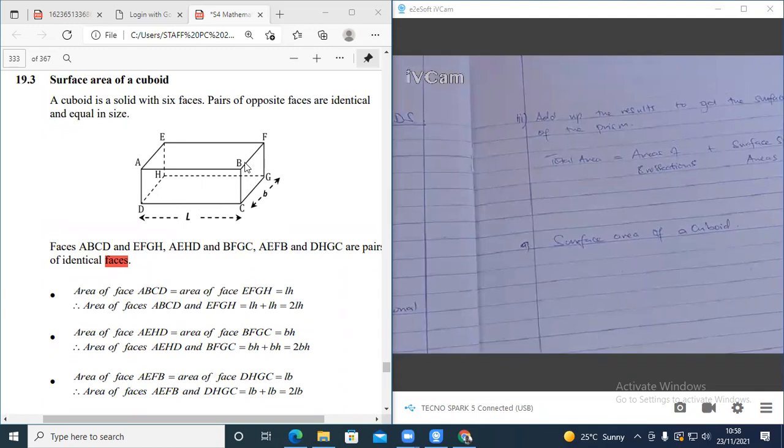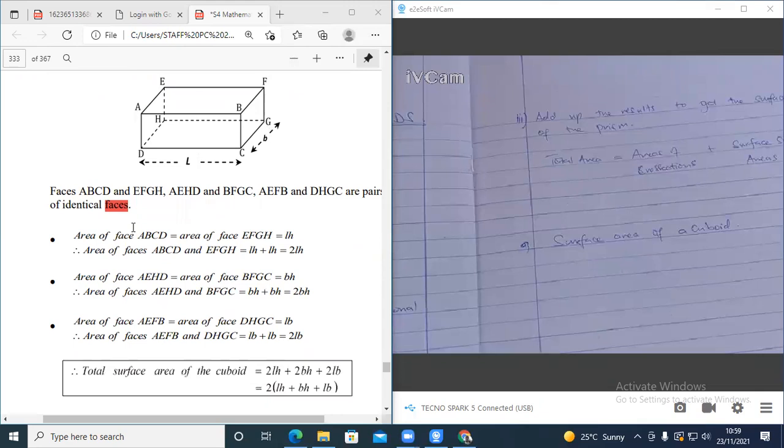So we have this pair. We have this face here, and this other one. That's one pair. We have A, B, C, D. That is the second one, and E, F, G, H. Then we have A, B, F, E, the upper one, and D, C, G, H, the lower one. So there are 3 pairs. Those are the identical faces.